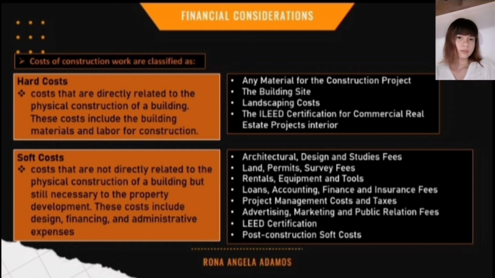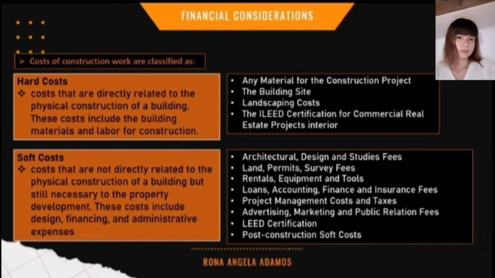Hard costs are costs that are directly related to the physical construction of a building. These costs include the building materials and labor for construction. Examples are any material for the construction project, the building site, landscaping cost, and the LEED certification for commercial real estate project interiors.